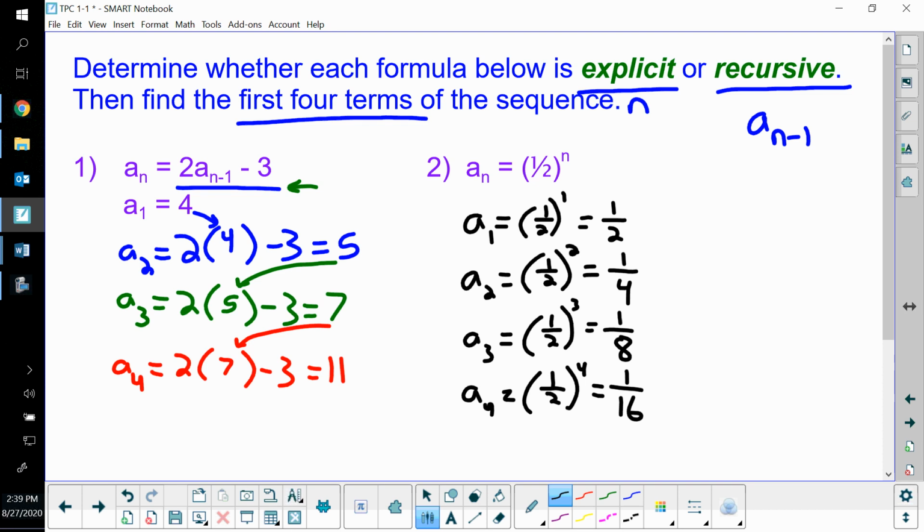So what we'll talk about soon is, say we wanted to find like the 40th term. If you use a recursive formula, you have to find all 39 that come before it. But if you use an explicit formula, you could just sub in 40 and you automatically get the 40th term. So that's why explicit formulas are more helpful when you want to find something way down the line, as opposed to the recursive is more helpful if you want to find just one of the first couple.